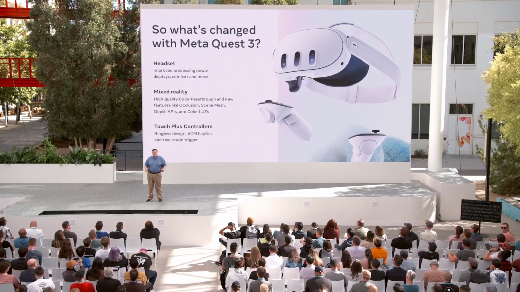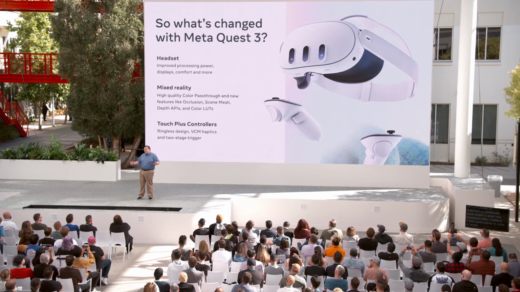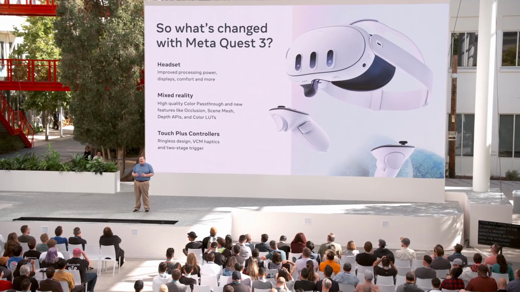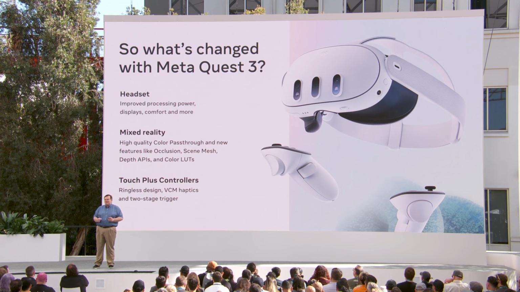So, what is Quest 3? Quest 3 is our next generation headset that will be available in 2 weeks with a number of substantial upgrades over Quest 2. So, what's changed? Well, there's 3 main areas to look at when it comes to the Quest 3. Headset improvements. By this, I mean things like the increased display resolution or the increases in CPU and GPU processing power. As for mixed reality, the dual-color cameras resulting in high-quality color pass-through and new features like occlusion, scene mesh, depth APIs, and color lookup tables. Touch Plus controllers. Here, the highlights are the ringless design, VCM haptics, and the 2-stage trigger. So let's get started digging into these details.